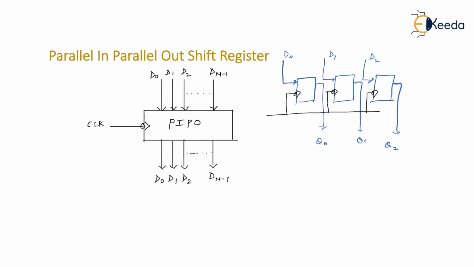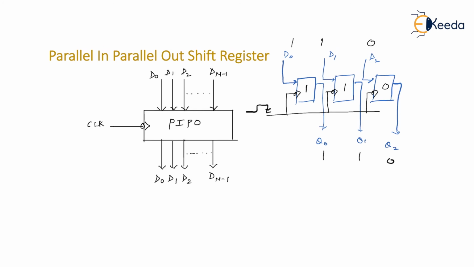Meaning that, let's say the input is 1, 1, 0, and if I give one clock pulse over here, within the first clock pulse, what happens? All the flip-flops get triggered at the same time and the data gets stored inside the shift register. Or I would say the data gets stored inside every flip-flop at the same time. And the moment the data gets stored inside the flip-flop, the same output is available on their respective pins also.